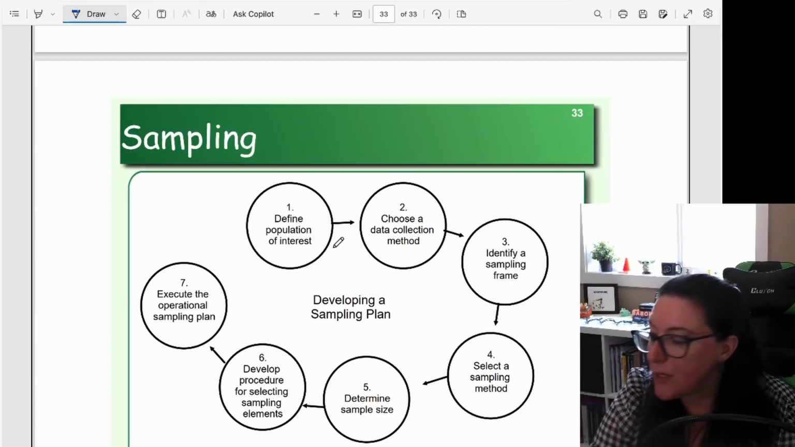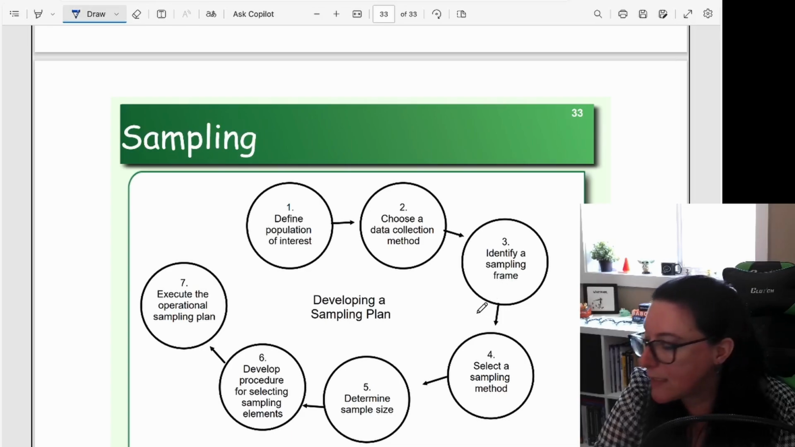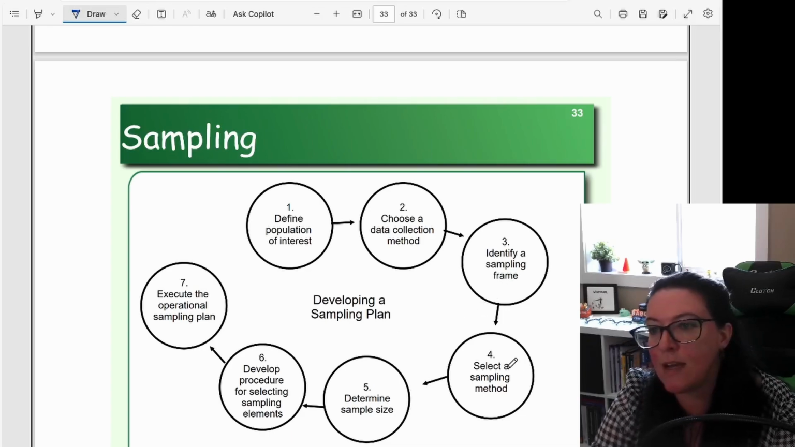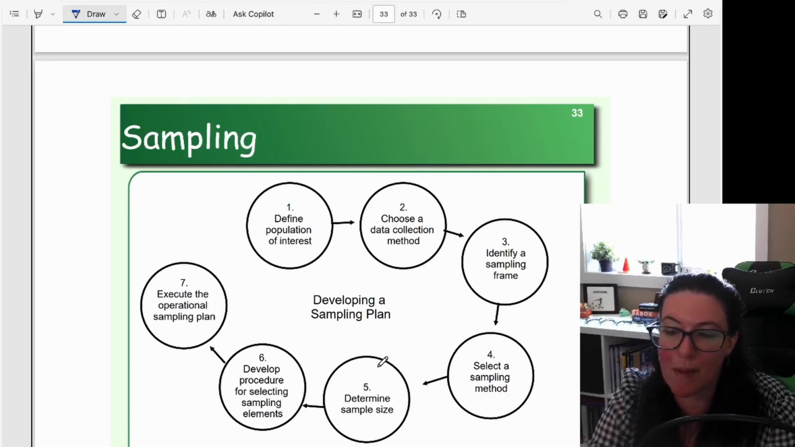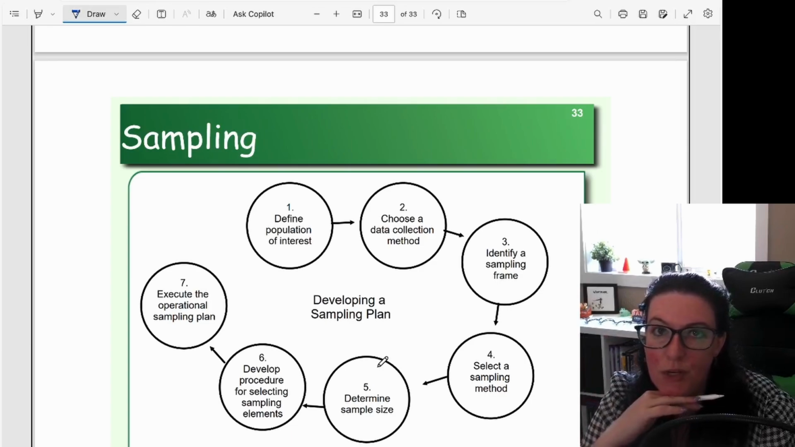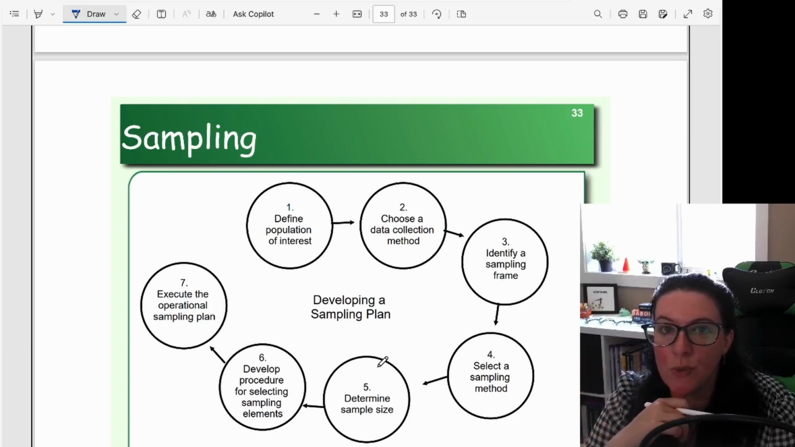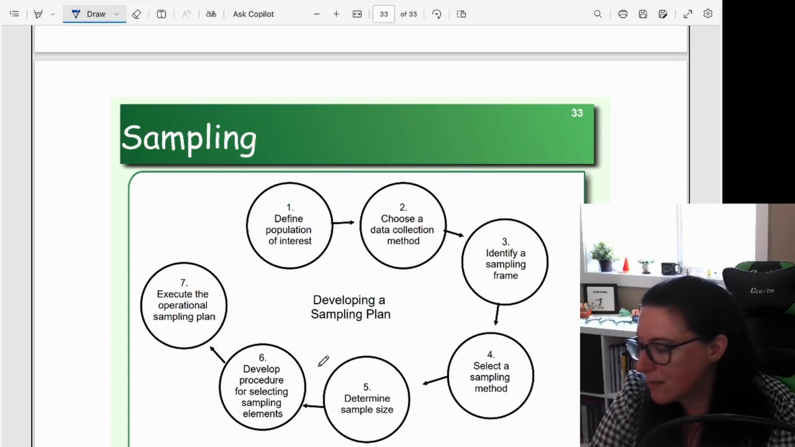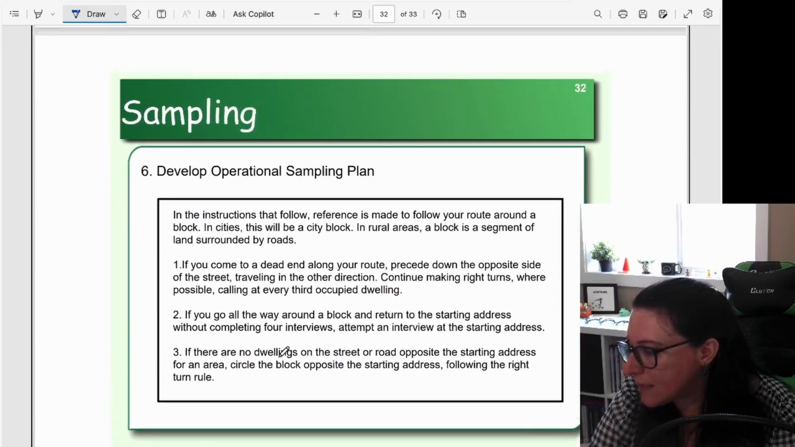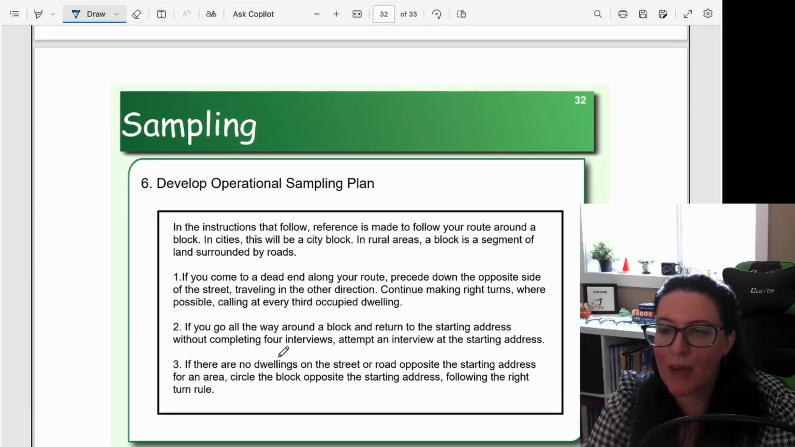So we've defined the population of interest, we've chosen a data collection method, we've identified a sampling frame, selected a sampling method: convenience, snowball, random sample. We've just determined the sample size. Remember that you do it for multiple questions in your survey, and then what you do is go with the bigger number that you calculate. That's going to be the minimum in order to be able to determine the differences you're looking for. Then you're going to develop a sampling process. So the last thing we want to look at here is the sampling plan, and that is the instructions.